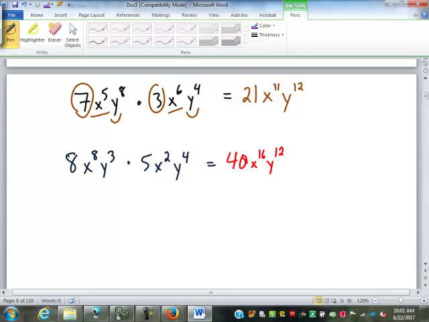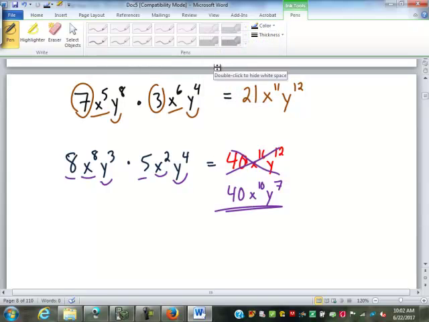Can anybody tell me what I did wrong there? You multiply the powers. I multiplied the powers. Yeah. What should I get for an answer? X to the 10th, y to the 7th. Perfect. 8 times 5 is 40. X to the 8th times x squared, you just do 8 plus 2 is 10, x to the 10th. And y to the 3rd times y to the 4th, 3 plus 4 is 7. So y to the 7th. Wonderful. How about this next one?